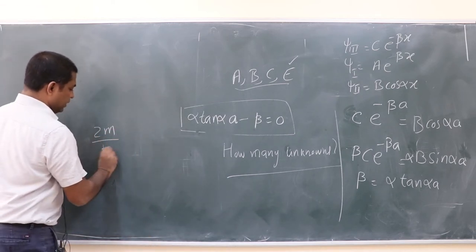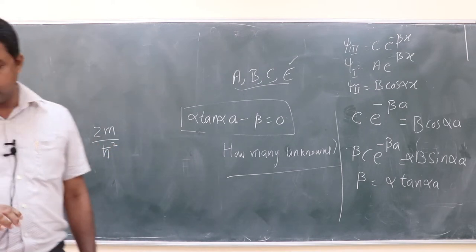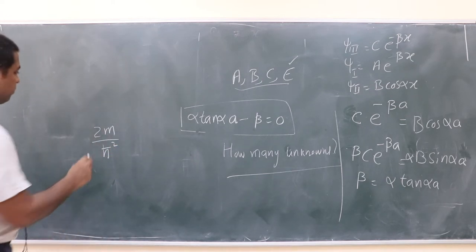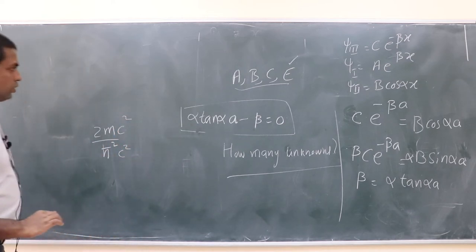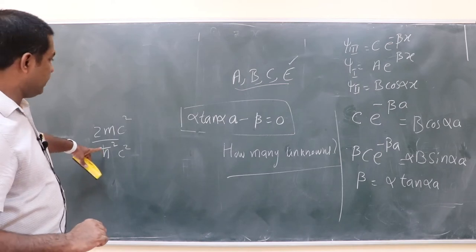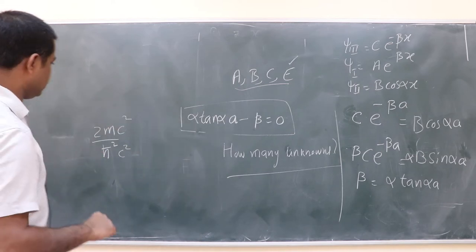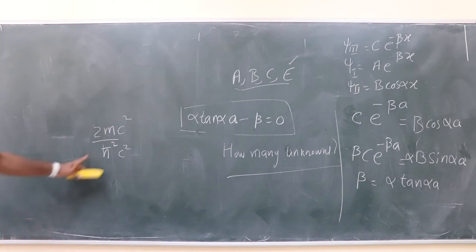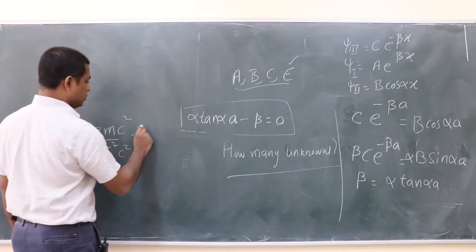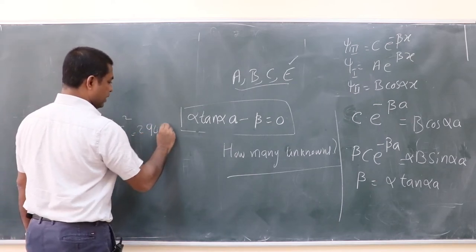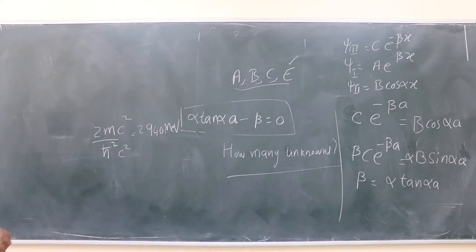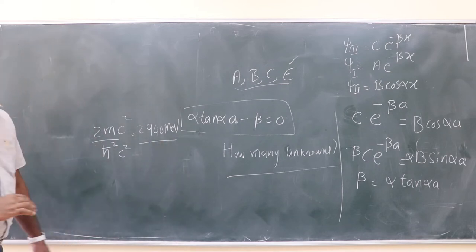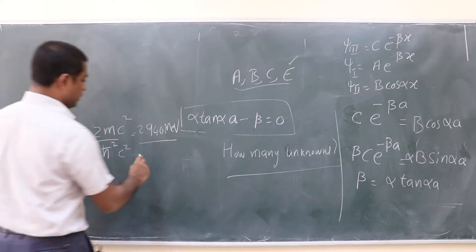So 2m by h cross square. You can multiply c square here and c square here, because that is the one quantity involved in these equations, right? So what is 2mc square in terms of mega electron volt? You can write it as 2 into 940 mega electron volt, and h cross c is 197.32.